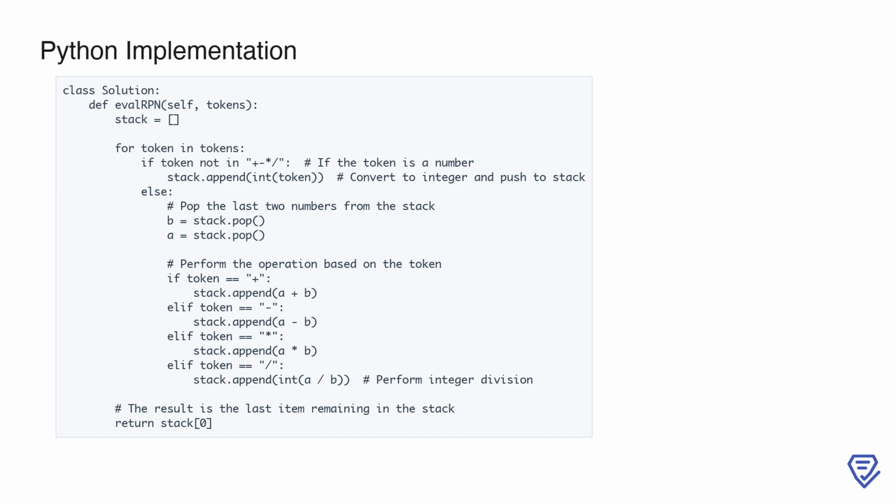5. Final result. Once all tokens are processed, the final result of the RPN expression will be the only item remaining in the stack. This value is returned as the output.